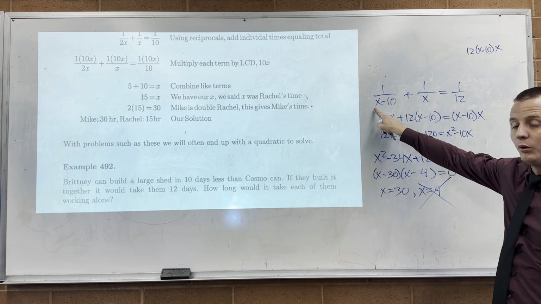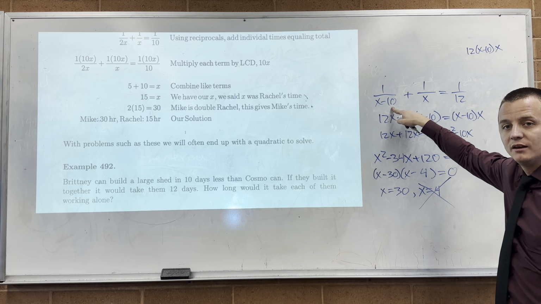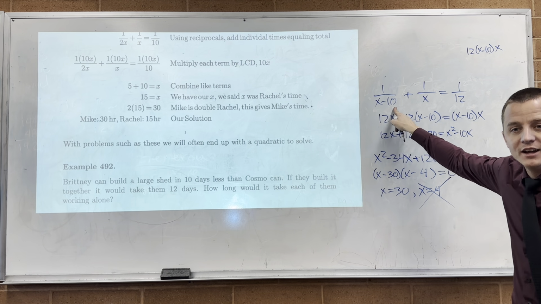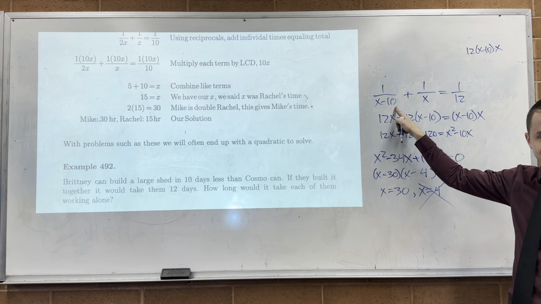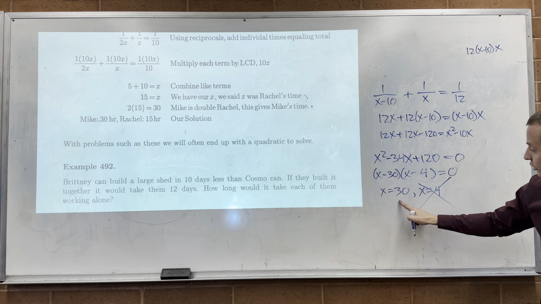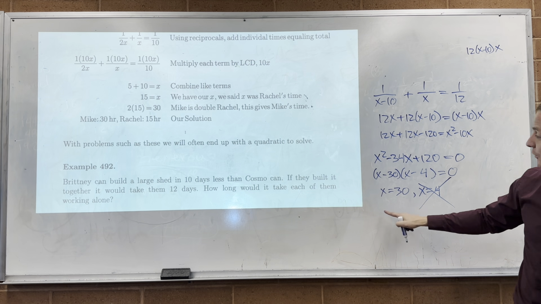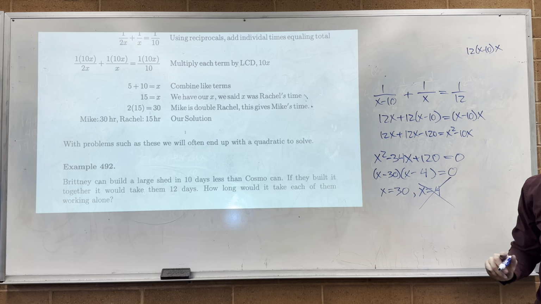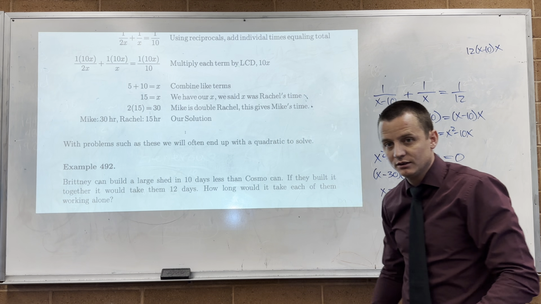10 days makes less. What's 4 minus 10? Negative 6. It can't take Britney negative 6 days to get the job done. It's got to take her a positive number of days. So x is 30. So working by himself, it would take Cosmo 30 days, and it would take Britney 20 days. Working together, they get done in 12 days. Follow that?